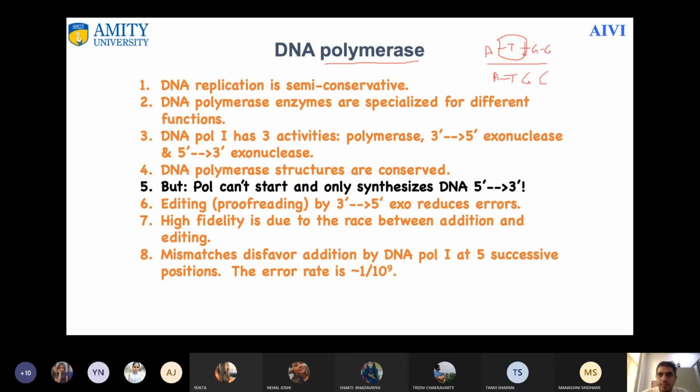Okay, sir, I'll have to think, because we learned it long ago. Yes, rethink it. You are missing something very important: the role of a primer.